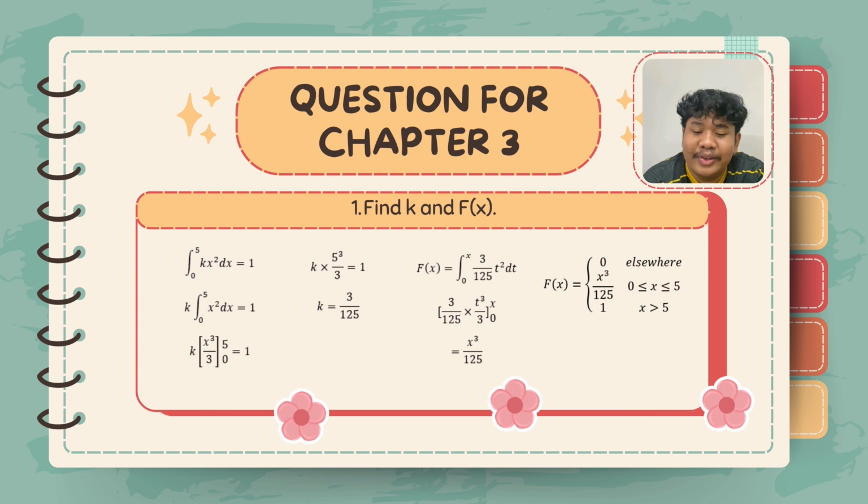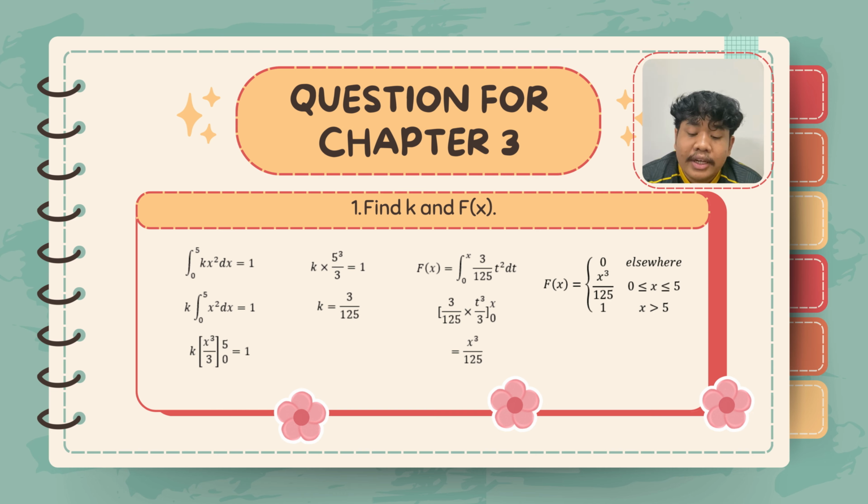Next, I will explain the questions for chapter 3. For the first question, we need to find k and f(x). We use the interval from 0 to 5, integral of kx squared dx equal to 1. First we integrate x squared and get x to the power of 3 over 3. Then we substitute 5 into the expression: k times 5 to the power of 3 over 3 equals 1. The final answer is k equal to 3 over 125. And then we find F(x).